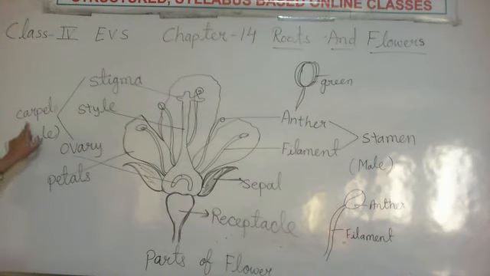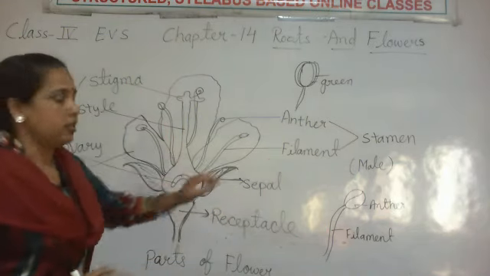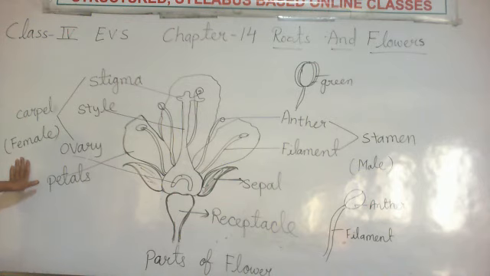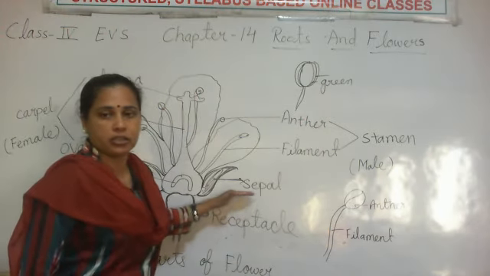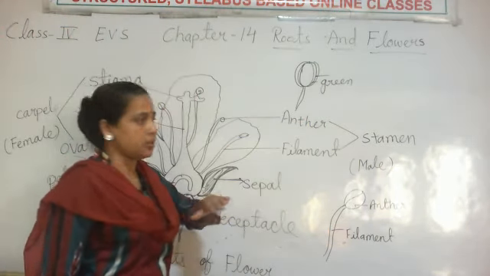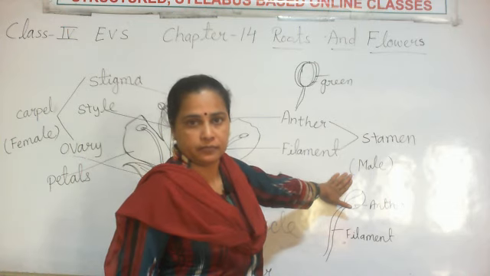Okay, carpel is the female part of the flower. Clear? Two parts in the flower, male and female. The male part is called stamen and the female part is called carpel. Now we separately discuss about this part. First we will discuss about the male part.